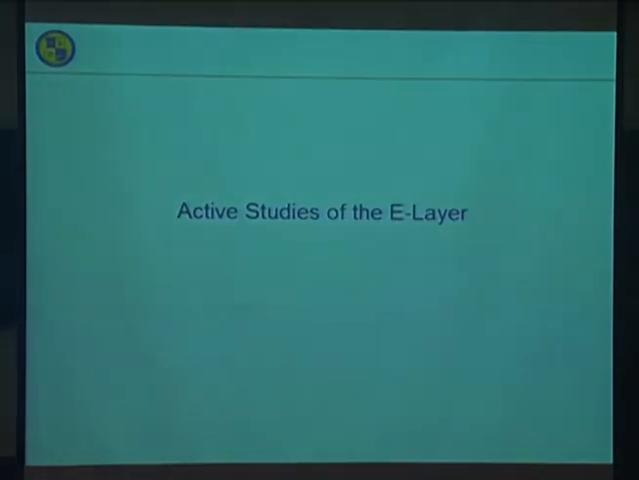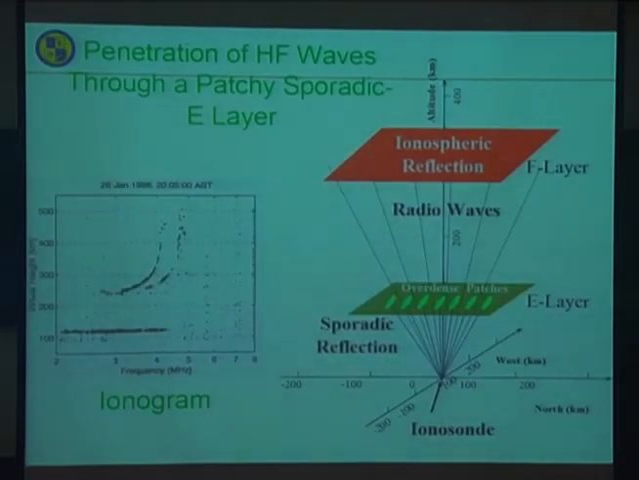So let's look at what we can do with active experiments in the E layer. What is the sporadic E layer? The most common way of seeing a sporadic E layer is to use an ionogram. You see a reflection at 100 to 120 kilometers altitude with a cutoff frequency of a few megahertz. But if you'll notice, the HF waves pass through the sporadic E layer and then also reflect in the ionosphere, and you have an F region trace. So that must mean that there are holes. In other words, the sporadic E layer is a bunch of blobs that are letting the HF wave penetrate through it. What is the nature of these blobs?